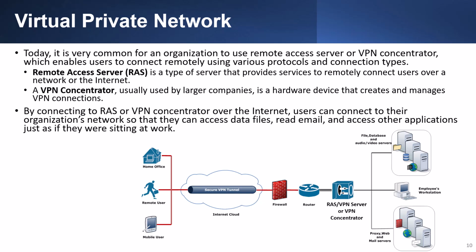Today, it is very common for an organization to use a Remote Access Server, or VPN concentrator, which enables users to connect remotely using various protocols and connection types. Remote Access Server, or RAS, is a type of server that provides services to remotely connected users over a network or the internet. A VPN concentrator, usually used by larger companies, is a hardware device that creates and manages VPN connections. By connecting to a RAS or VPN concentrator over the internet, users can connect to their organization's network so they can access data files, read emails, and access other applications just as if they were sitting at work.